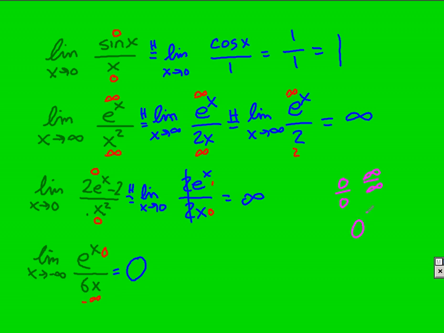There are other indeterminate forms like 0 to the infinity, 1 to the infinity, infinity minus infinity, 0 times infinity. These ones do not work. We want to stay away from those. These are the only two that definitely will.